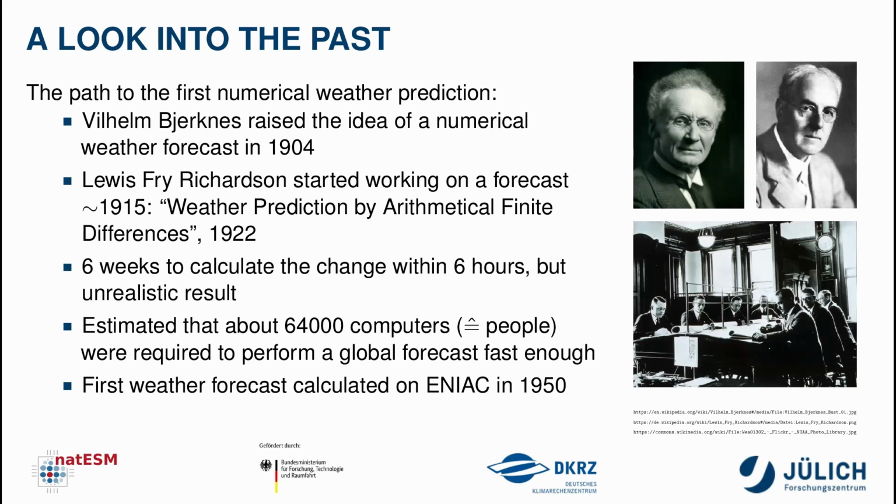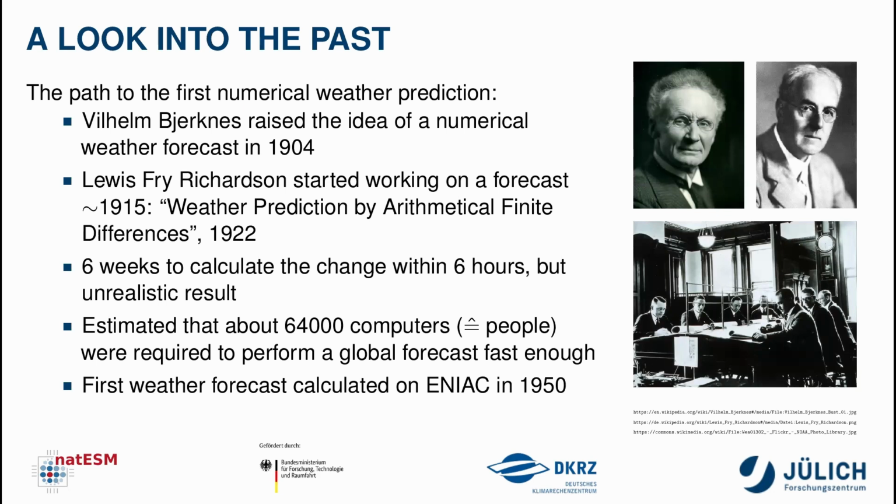He started around 1915, but then the First World War came in between. So it took him quite a while to do the forecast. And he finally published it in 1922. In the end, it took him 6 weeks to calculate the change of the atmosphere over Europe within 6 hours. But it turned out that the result was quite unrealistic. Nowadays, we know it also has to do with the initial condition and the quality of the data.